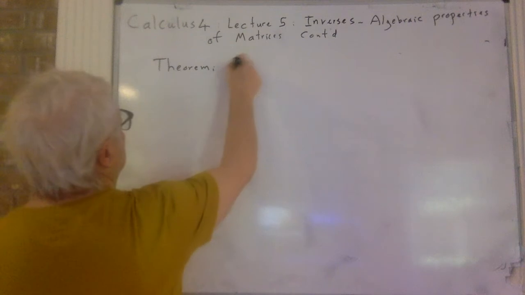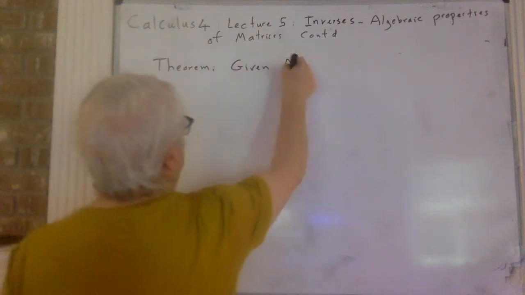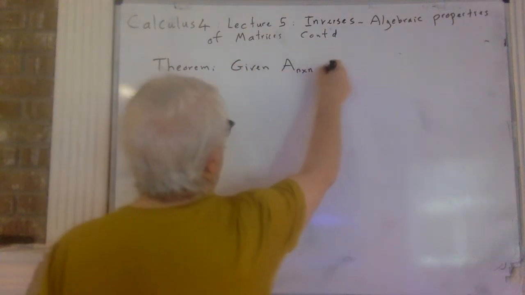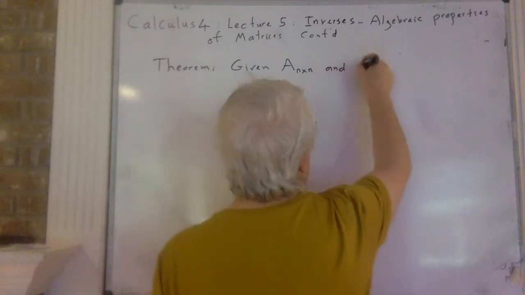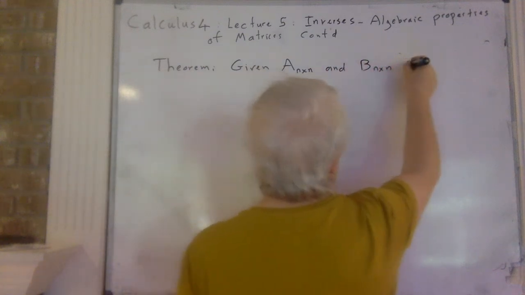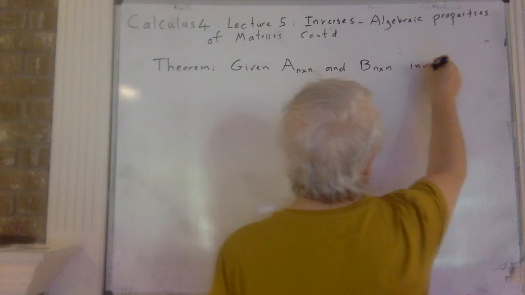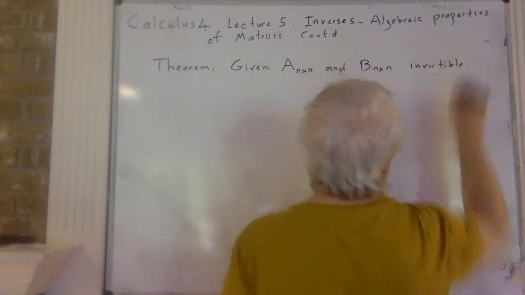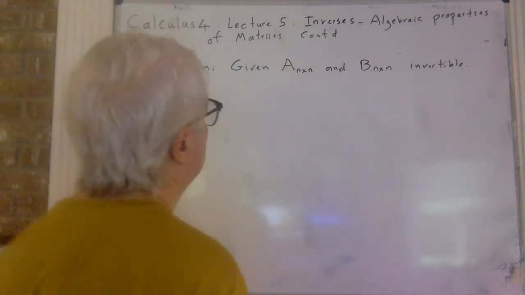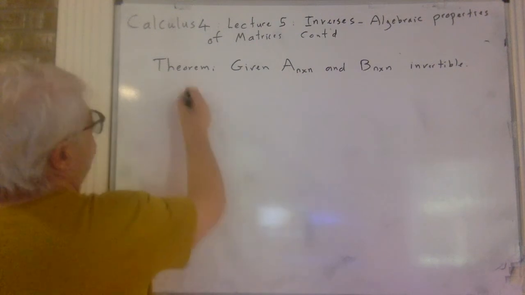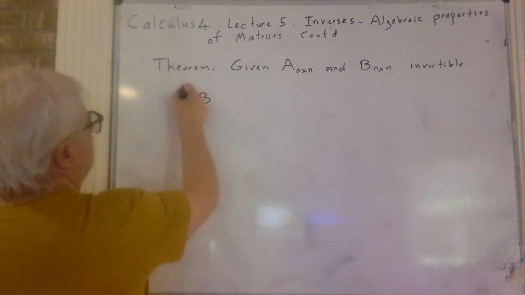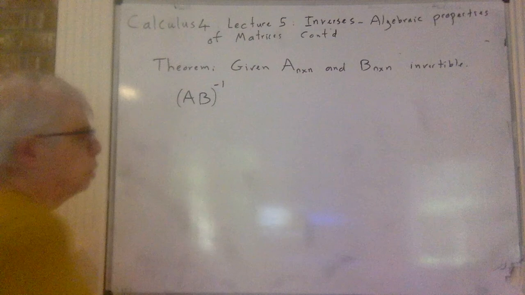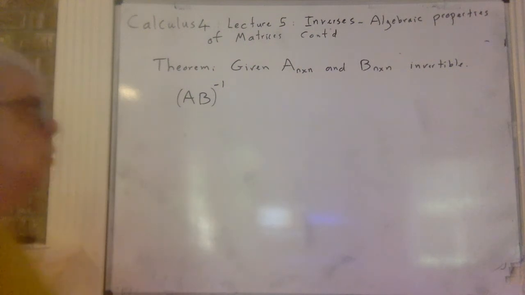So given A, n by n, and B, n by n, both of them invertible, then what is (AB) inverse? First of all, you might say, does it even exist? Well, if we can find something, then it exists. What do you think?